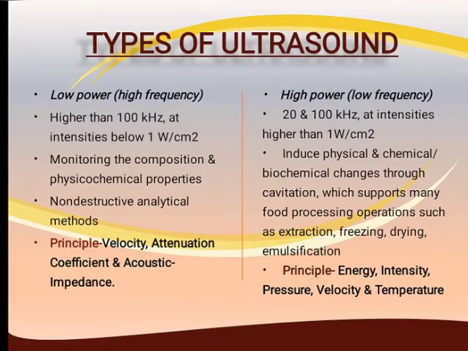There are two types of ultrasound. First one is low power, high frequency, and second one is high power, low frequency. In low power, the frequency is higher than 100 kilohertz at intensity below 1 watt per centimeter square, and it's used for monitoring the composition and physicochemical properties. It's a non-destructive analytical method, and its principle is based on velocity, attenuation coefficient, and acoustic impedance. Attenuation is a reduction in force or pressure through a medium.